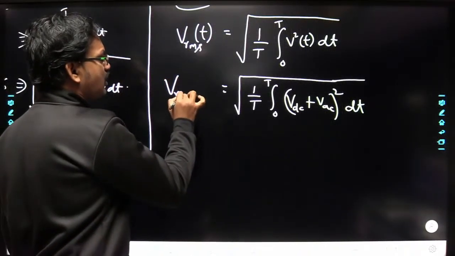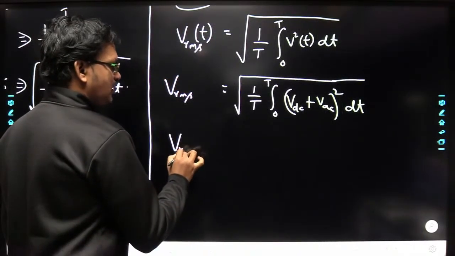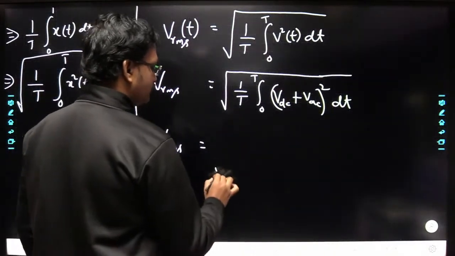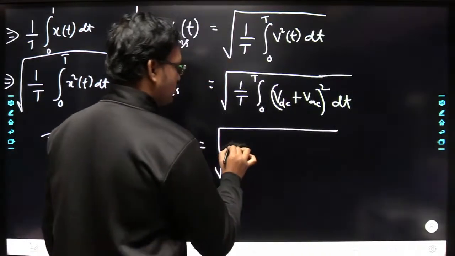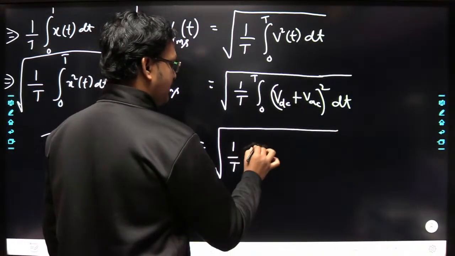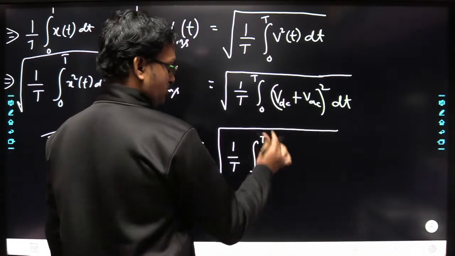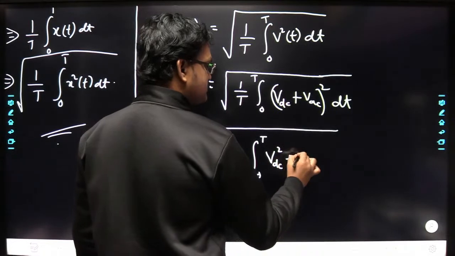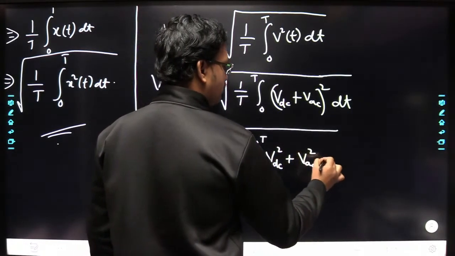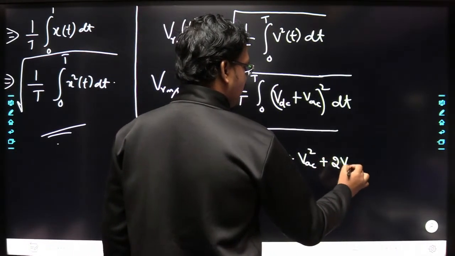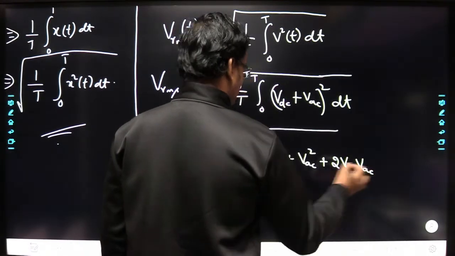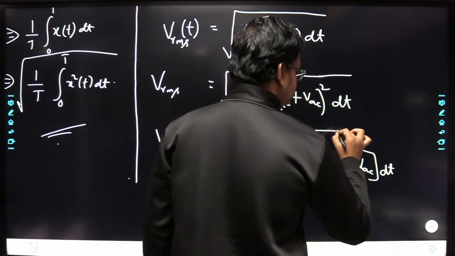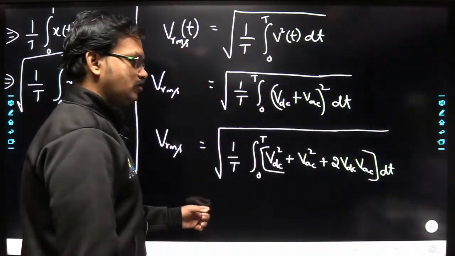So this is Vrms here. Vrms is equal to the square root of 1 by T integral 0 to T. Expand this, and what you are going to get is Vdc square plus Vac square plus 2 into Vdc into Vac.